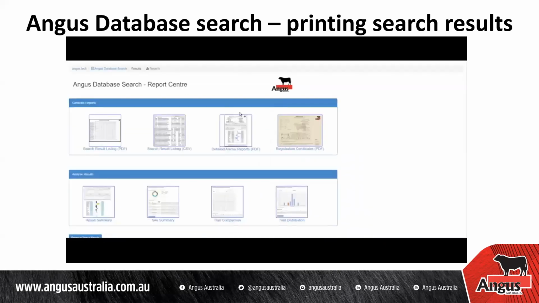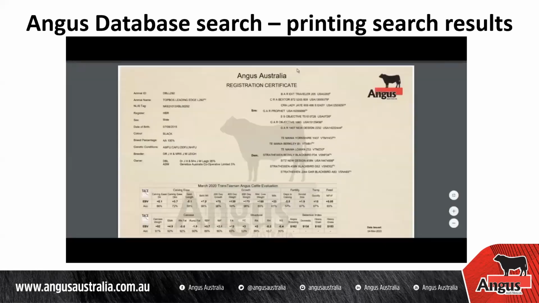The final option for printing is to print the animal's registration certificate. Importantly, animals will need to be registered to have a registration certificate generated. Once you've chosen your desired format for printing, right-click on the PDF and select Print.